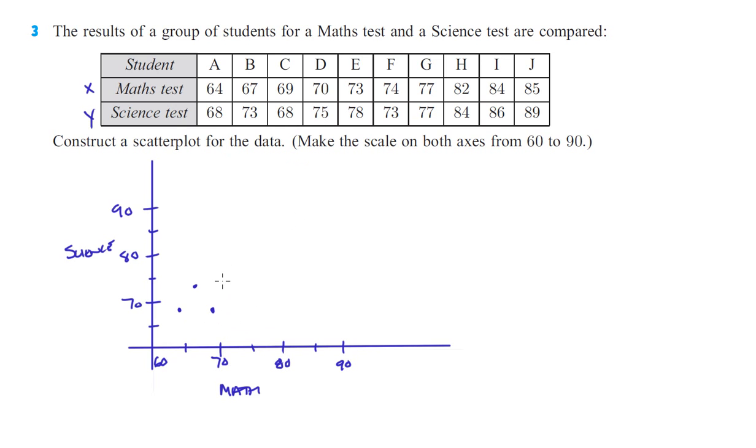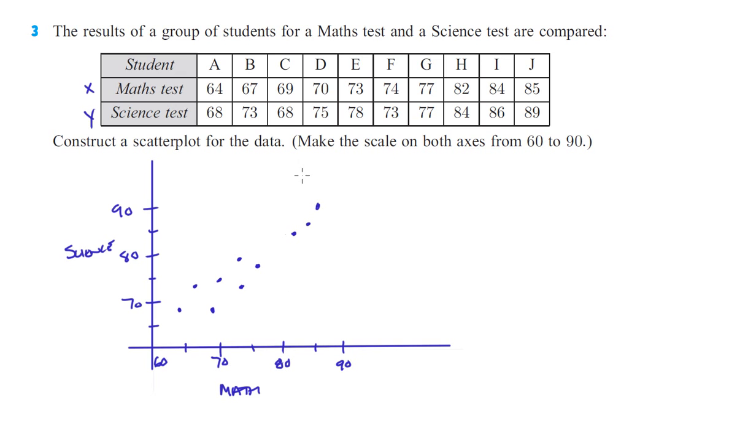70 and 75. 73 and 78. Again, we're just roughly trying to get these in here. 74 and 73. 77 and 77. 82 and 84. 84 and 86. And then 85 and 89.